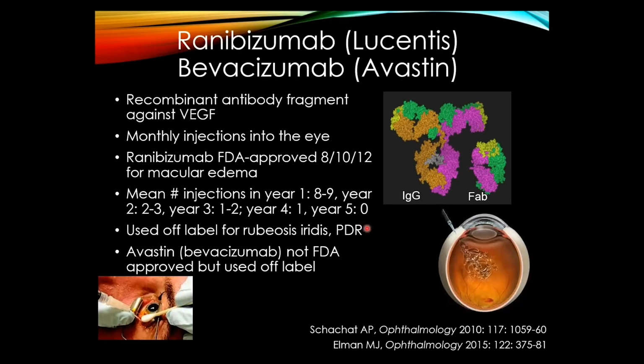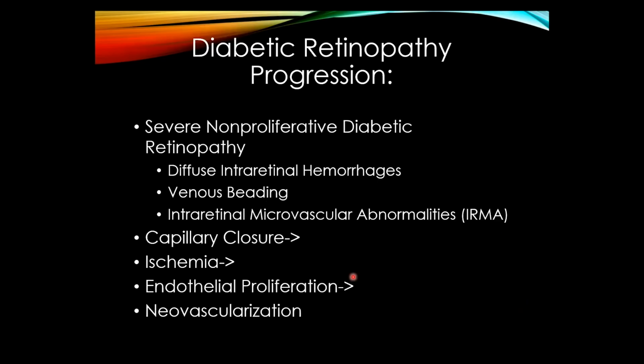This sometimes is used off-label when people develop new blood vessels in their eye. And this relative of ranibizumab, bevacizumab, is not FDA approved, but is commonly used and has been found in randomized clinical trials to be very effective.